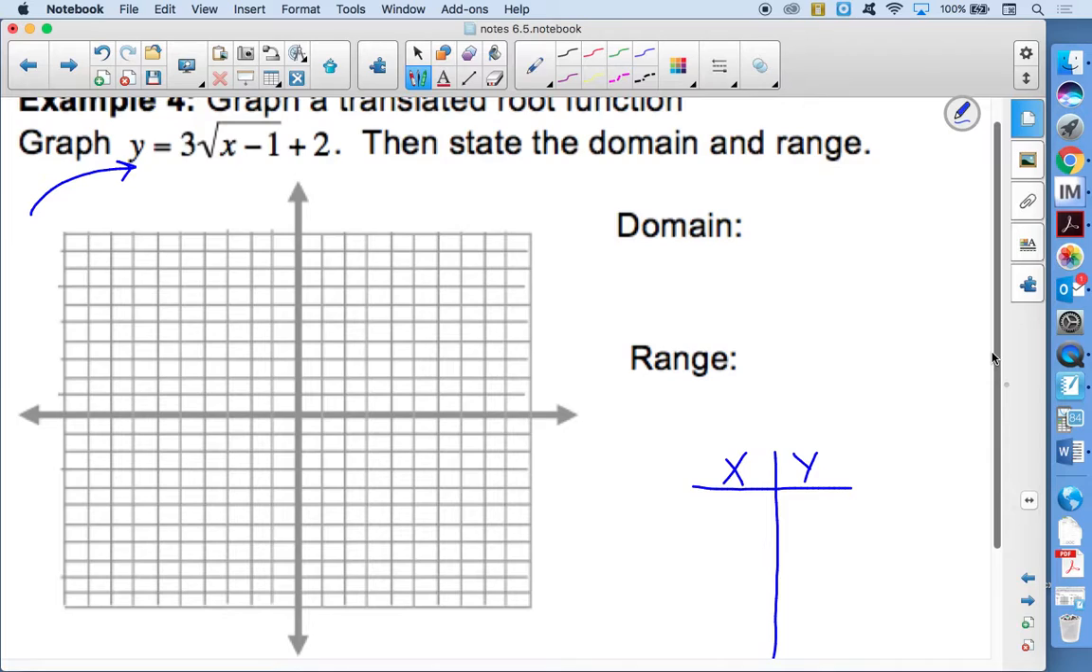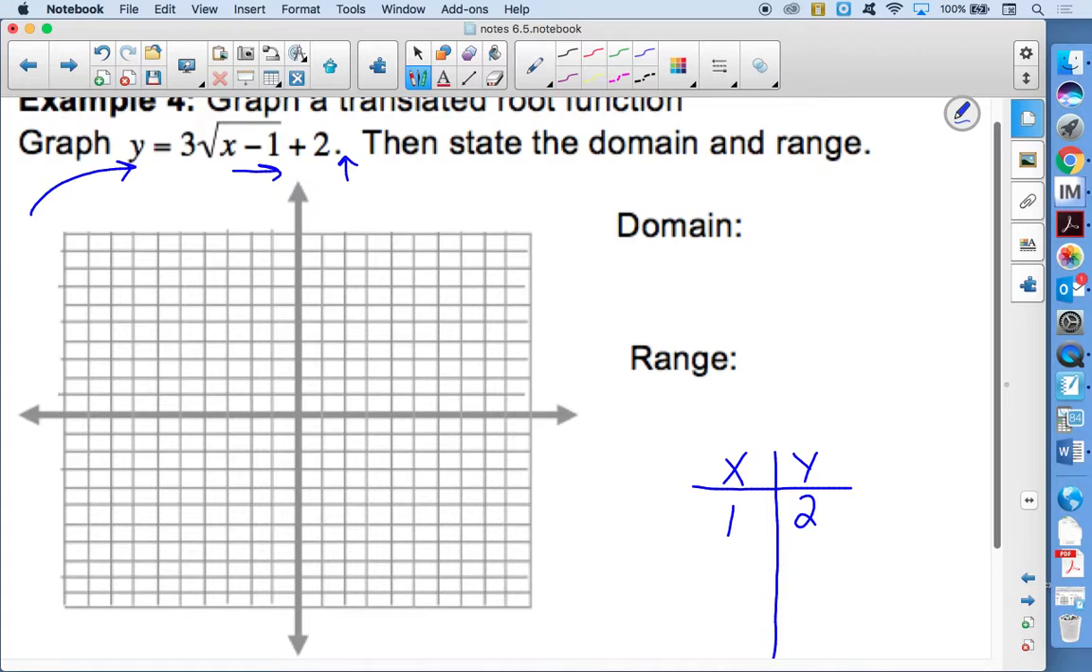If you look at the equation, what is the critical point from the equation? Josh? 1 and 2. Yeah, so 1, 2. So positive 1, even though there's a negative there, the graph is actually moving right 1, opposite for that value, and then it's moving up 2. So 1, 2 would be the critical point.